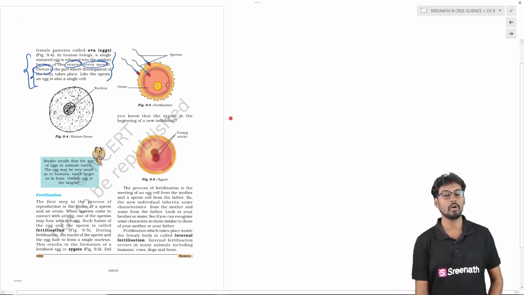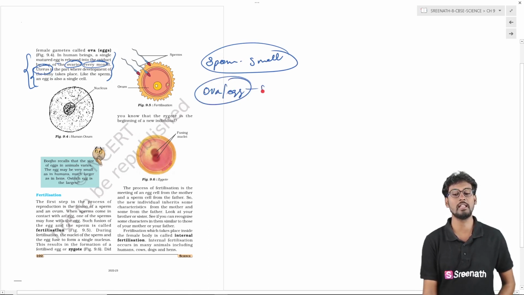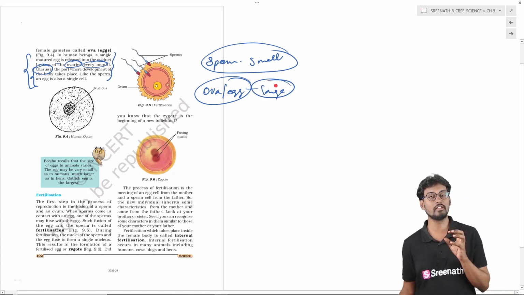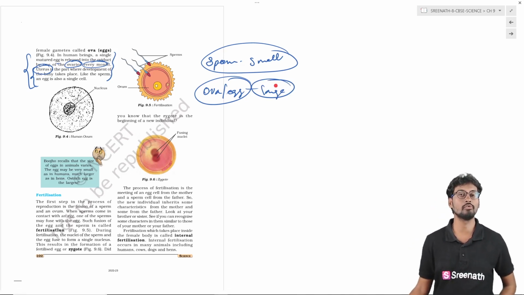As we see, the sperm is small in size, a single cell and the male gamete. We can see the ova or the egg cells, which are generally large. The large ones are nothing but the ova or egg cells, which are produced as a result of the female reproductive system.